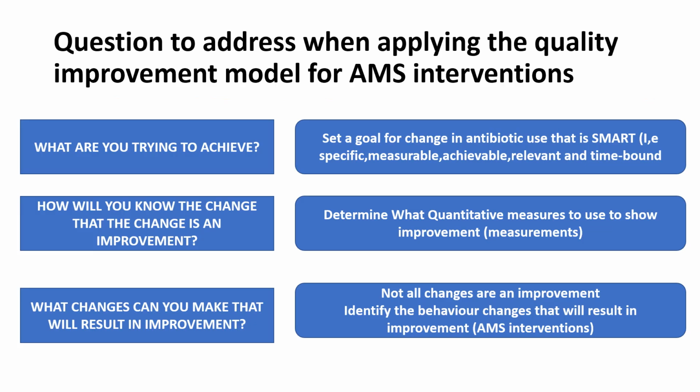The questions to address while applying the quality improvement model for AMS interventions. What are you trying to achieve? Set a goal for changing the antibiotic usage, that is SMART goals. SMART means specific, measurable, achievable, relevant, and time-bound goals. And how will you know that the change is an improvement? Determine what measures you use to show the improvement. Then what changes can you make that result in improvement? Not all changes are an improvement. Identify the behavioral changes that will result in improvement.